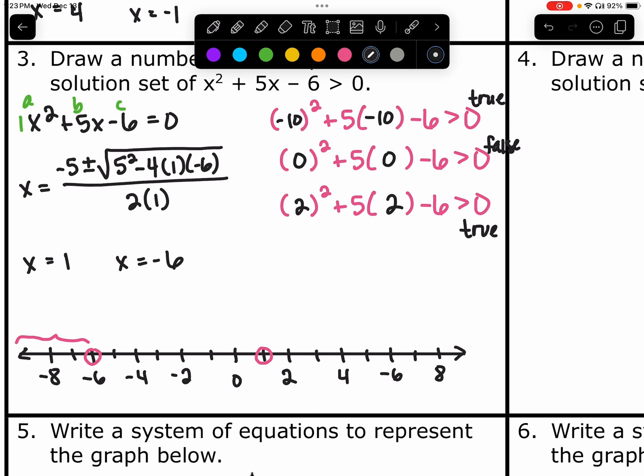So the only ones that were true would be this area, and then this interval over here as well. And there you go. Another way that we could write the solution would be that x is less than -6 and x is greater than 1.